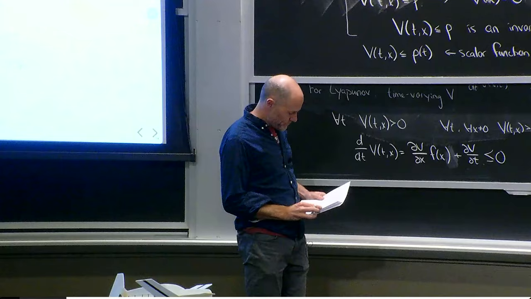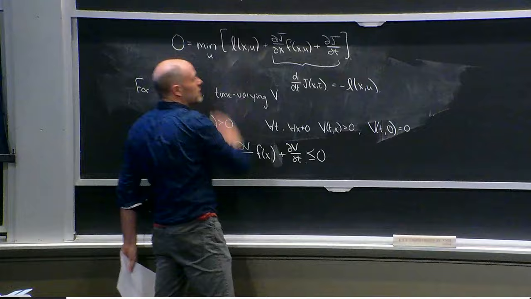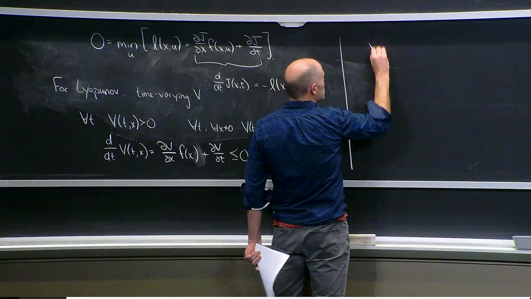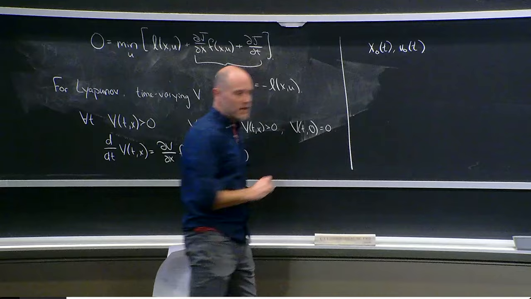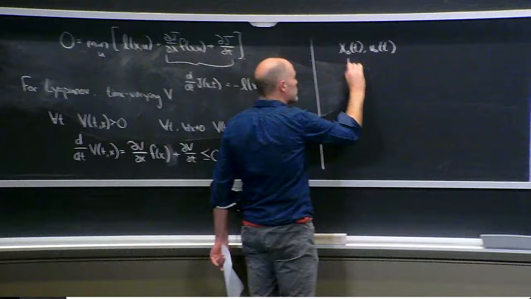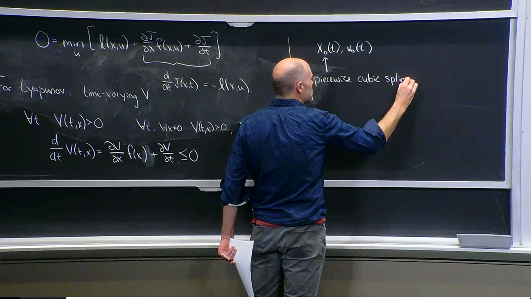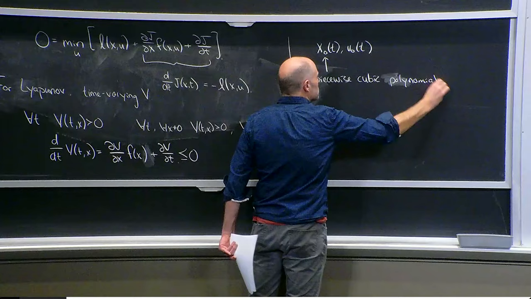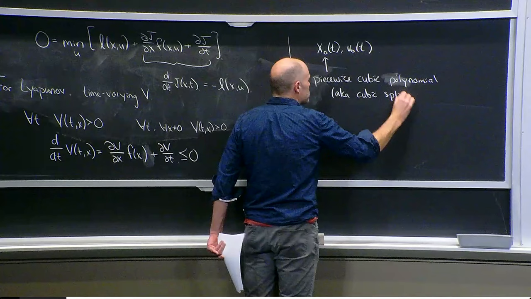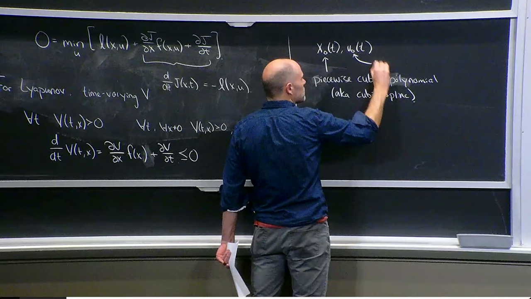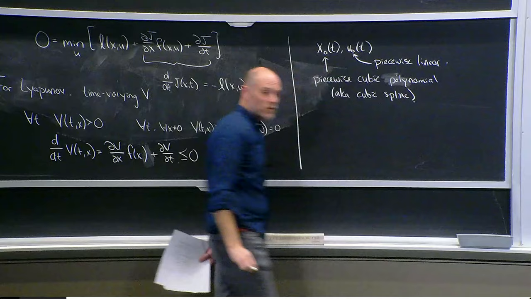Let me just give you a little window into the details of that. This is how all these things connect. I have x0, u0 as a function of t. Abstractly, that's what I'm getting from trajectory optimization. But if I use direct collocation, one of the reasons I like direct collocation is this is now a piecewise cubic polynomial, a cubic spline, and this is piecewise linear. That's what we searched over explicitly with the direct collocation parameterization.